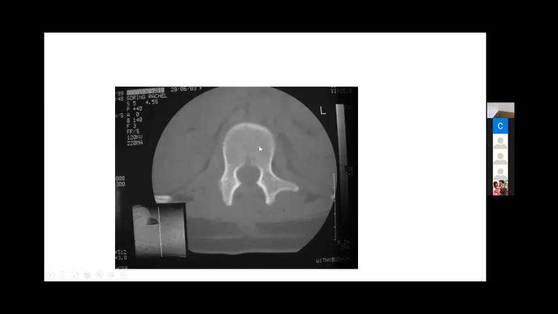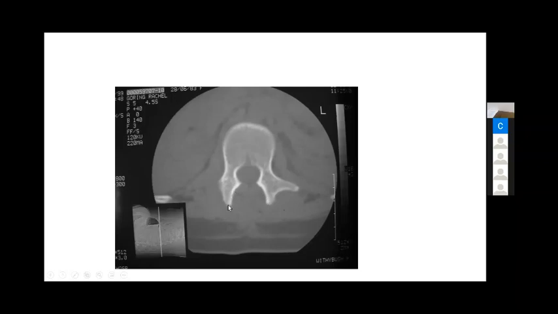Anybody who knows what this is? This is the same patient. Is there anything abnormal in this CT scan? This is a CT scan of the same vertebra. Describe to me what you are seeing here. So this is the vertebral body. This is the transverse process. And what is this part?